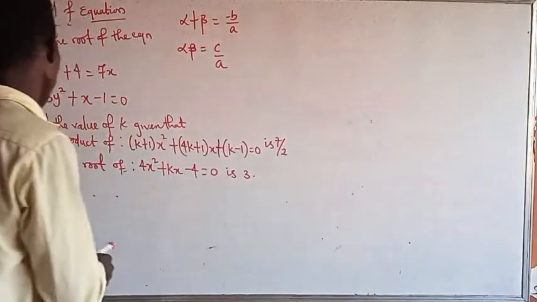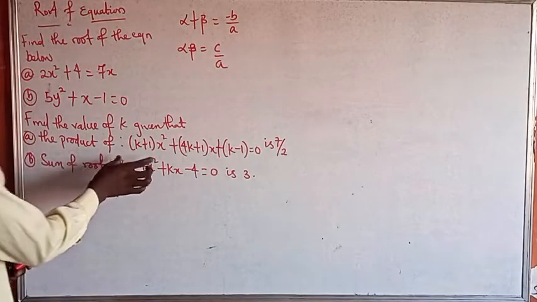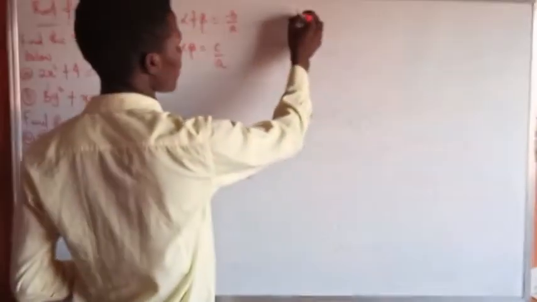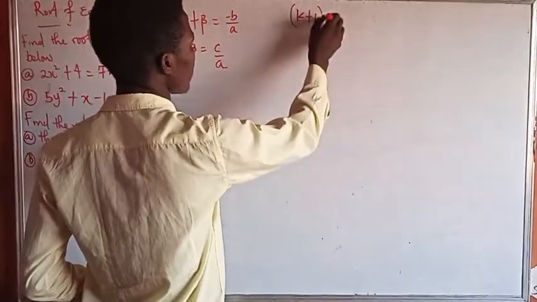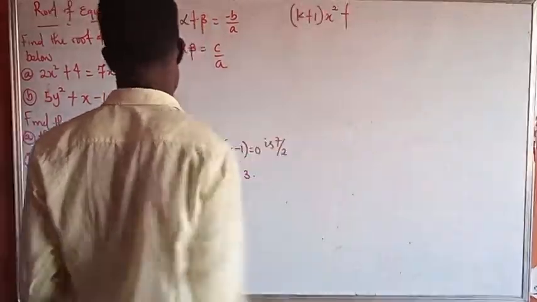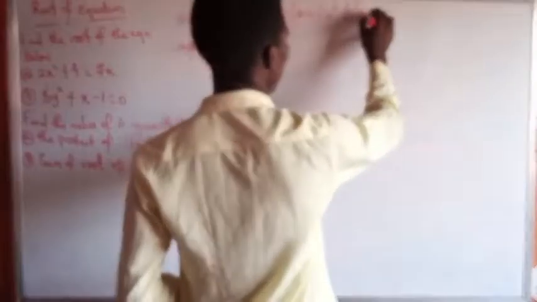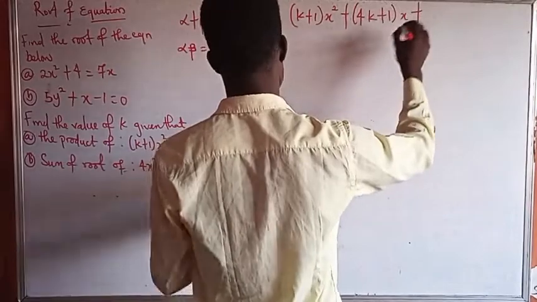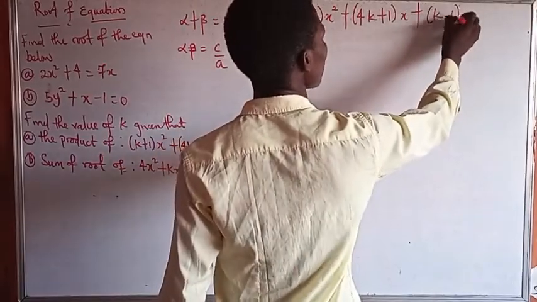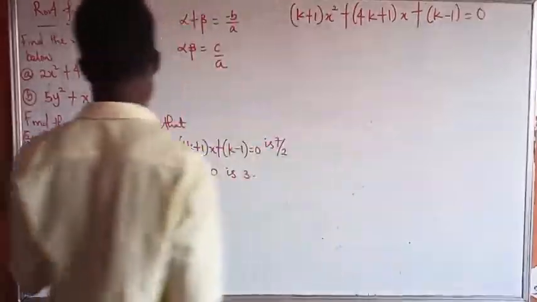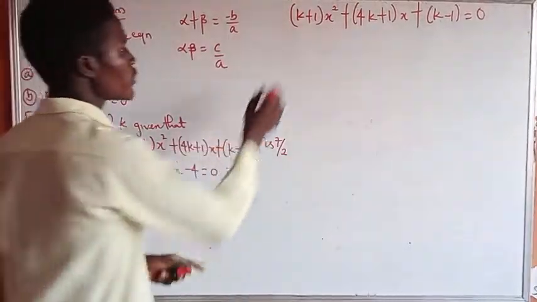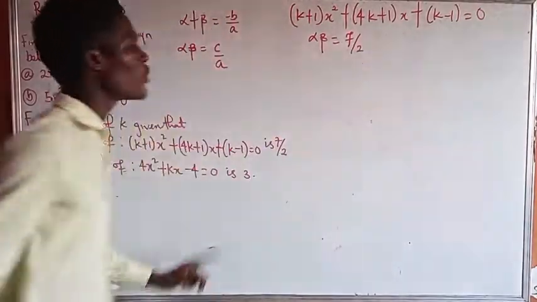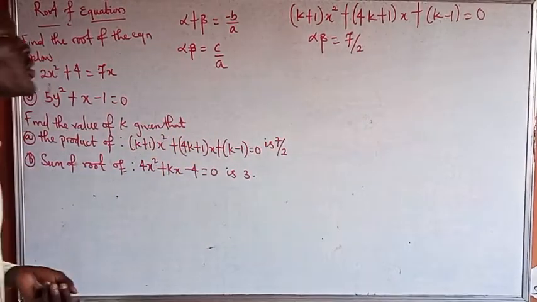To the second one, they tell me to find the value of k if the product of roots of (k plus 1)x squared plus (4k plus 1)x plus k minus 1 equals 0 is 7 over 2. What will be the value of k? That's what I want to do in this video.